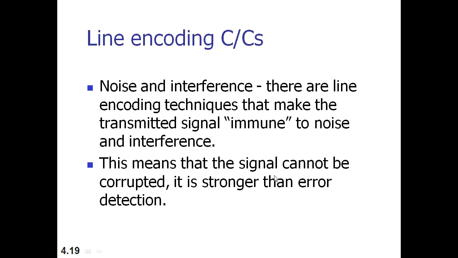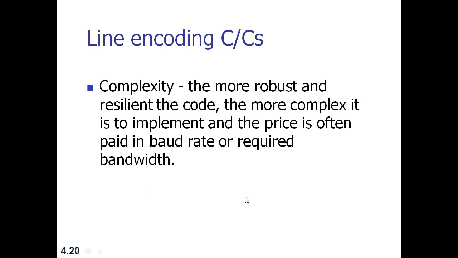This means that signal cannot be corrected. It is stronger than error detection. Complexity: the more robust and resilient the code, the more complex it is to implement, and the price is often paid in baud rate or required bandwidth.